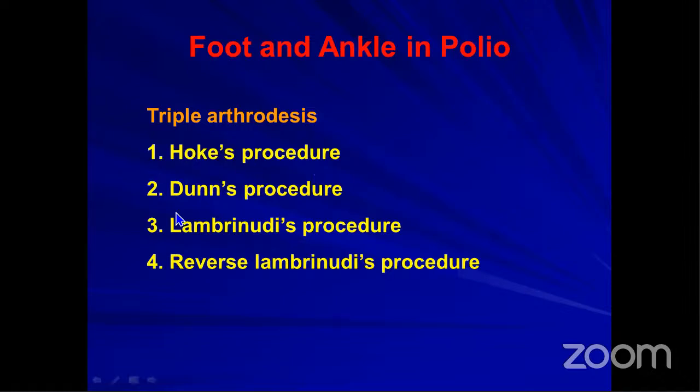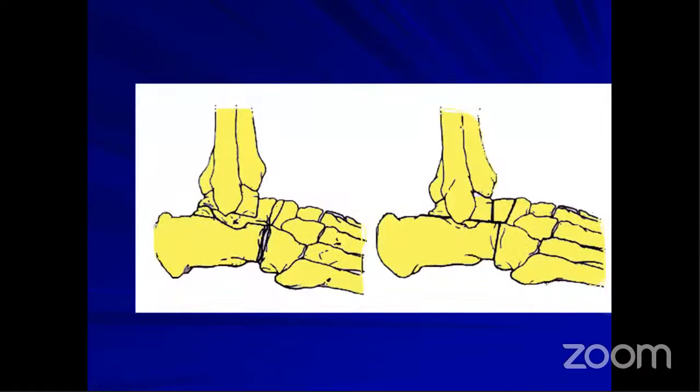The modifications are all done when you have a calcaneus deformity. Reverse Lambrinudi, excision of the navicular, lengthening of the posterior lever arm, shortening of the anterior lever arm. Excision of the navicular is done, or you create a beak in the navicular, that is the Hoke procedure. So different procedures are done, but the key procedure in an equino-cavo-varus deformity is a foot stabilization procedure where you do a Lambrinudi.